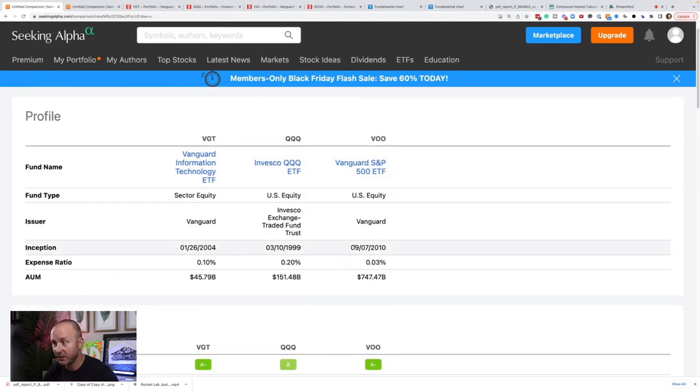And so you can see we've got lots of history with each of these. VGT started back in 2004, QQQ in 1999. Couldn't have found a worse time to start a tech-based ETF. And then VOO in 2010. Expense ratio, VGT is at 0.10%. QQQ is at 0.20, so 100% more expensive, right? And then VOO is at 0.03%. So much, much cheaper, but still on a total basis, they're still very cheap funds to own.